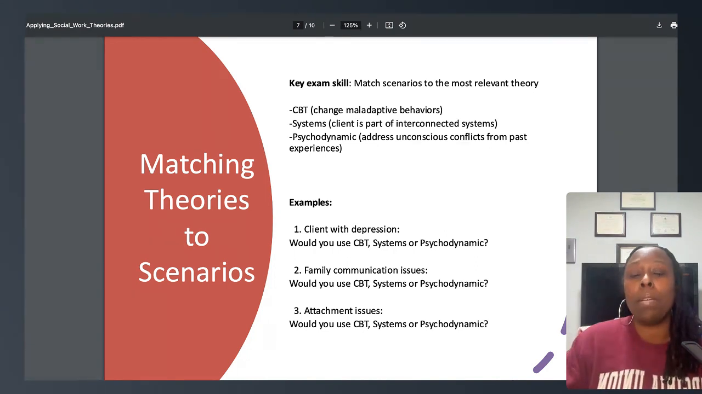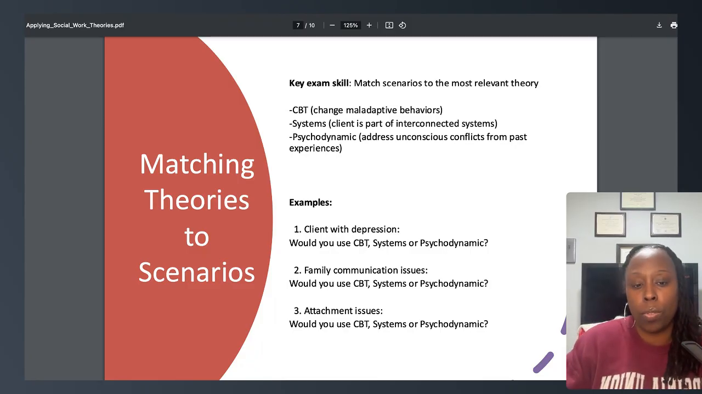All right, family communication issues. Is that CBT, systems, or psychodynamic? I knew that was an easy one and you were going to get it. Absolutely, that is systems, because with family communication issues, the family is part of the unit that needs to be addressed. That's part of that system, the family system, family unit. That's how we would look at that question.